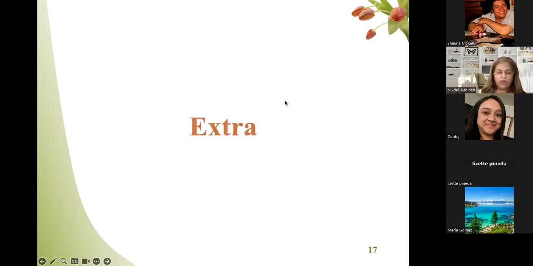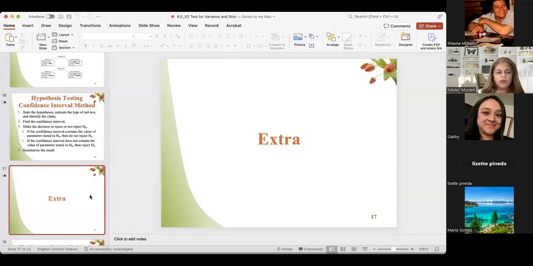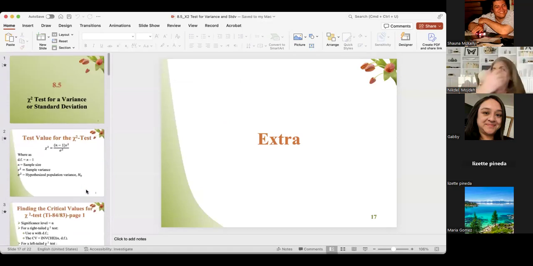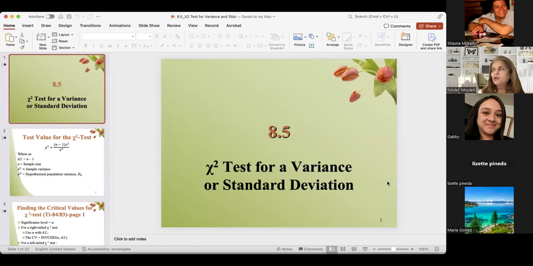We are done with this section. The extras are about using tables. In this class, you don't need tables, but if you have to take another stat class and find these values using a table, you can look at the tables, the extras that I have given you. Any question? Okay, we are done with this section.